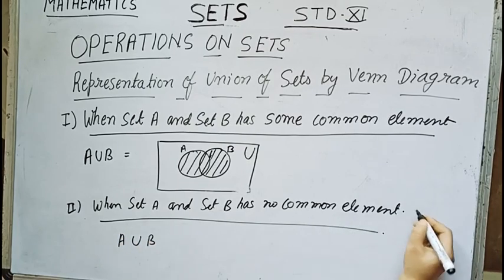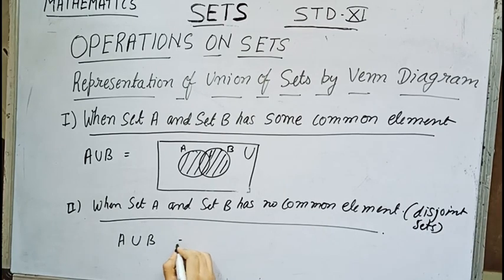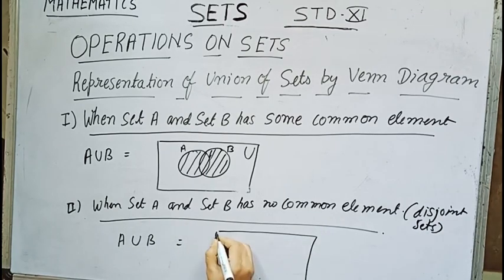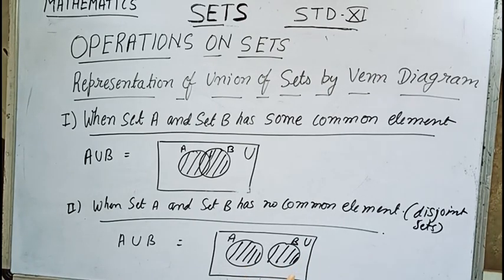No common element means they are disjoint sets. Disjoint means they are two sets in which they don't have any element in common. So over here A and B are disjoint sets. This is the universal set, and A union B will be represented by the shaded portion.